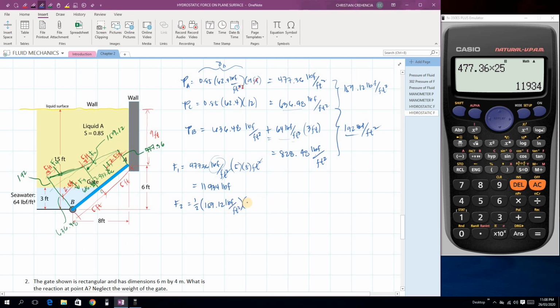So yung length natin is 5. Width natin is 5 din. So 5 feet by 5 feet, so that's square foot. Okay? So cancel lang to. Then we will have 0.5 times 159.12 times 25. So 1989. 1989 pound force.